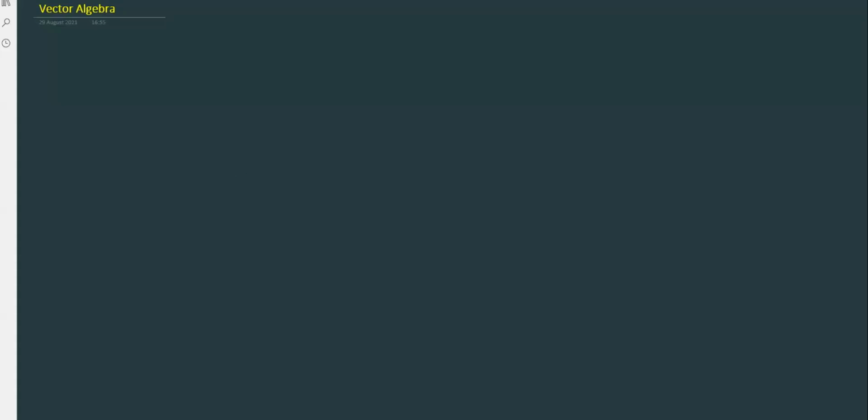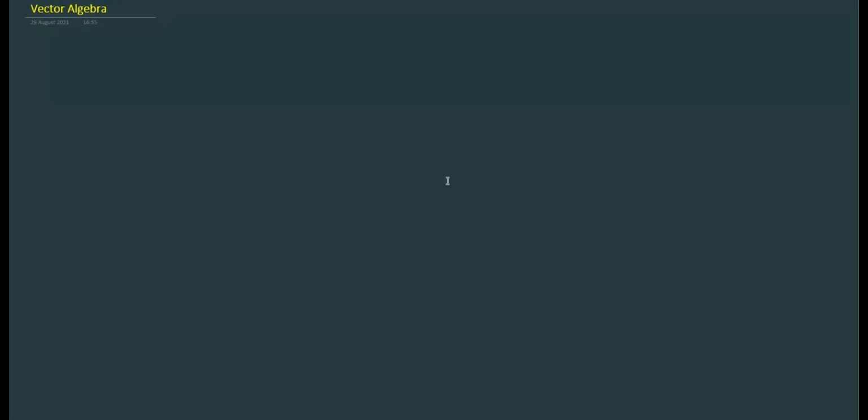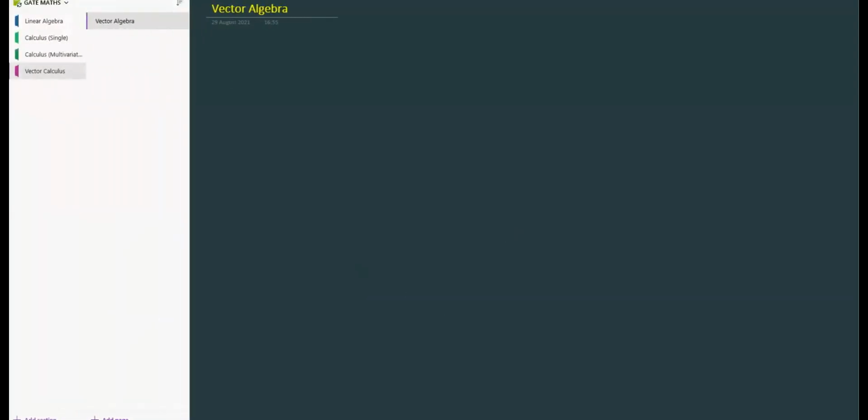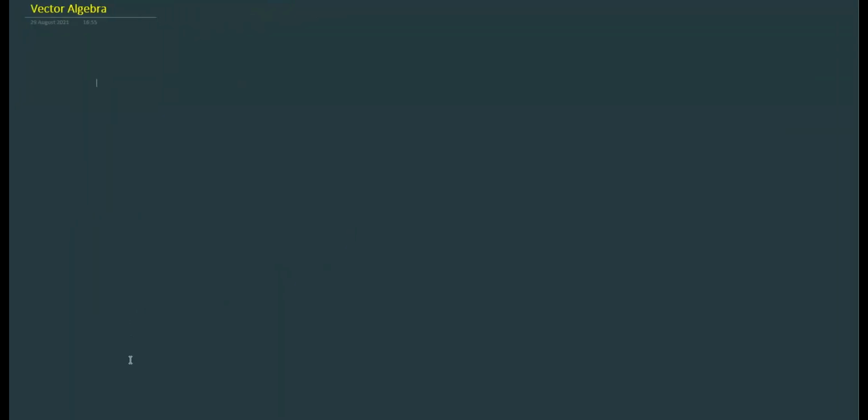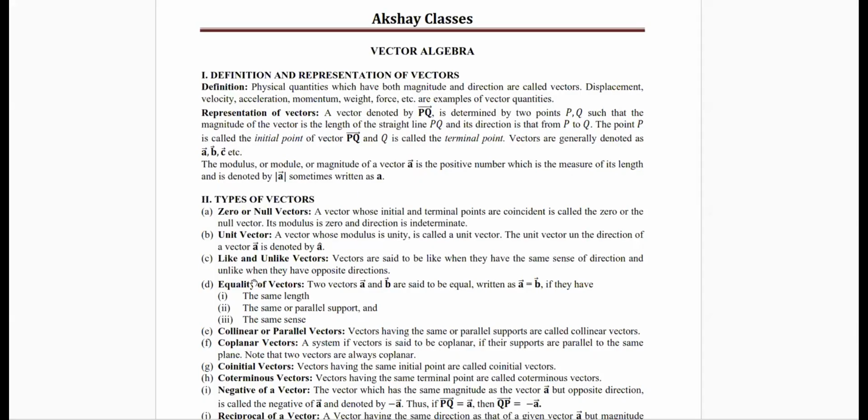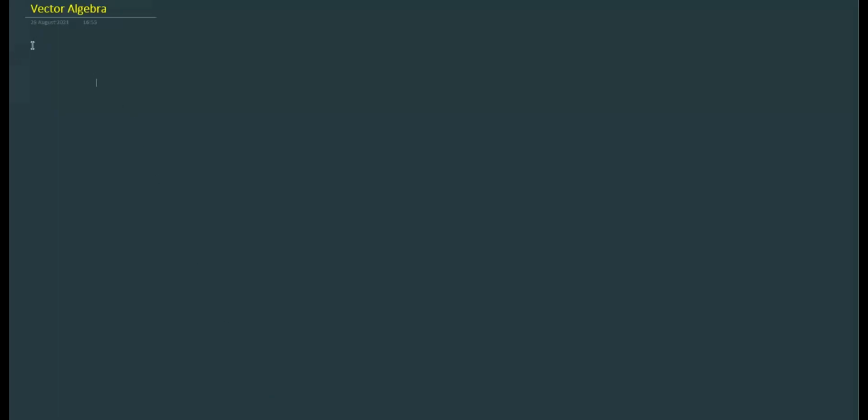So we begin with this topic of vector algebra. As a review, before we do vector calculus, actually, the topic we are going to discuss now is vector calculus. We are beginning with the review of vector algebra. Algebra of vectors. First, the definition, and then types of vectors. We'll just go through it very quickly.